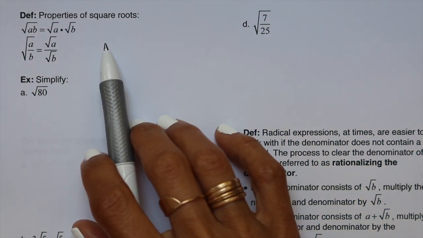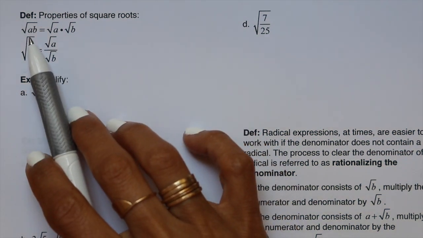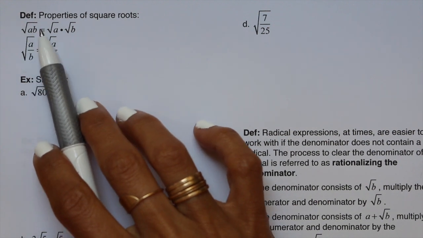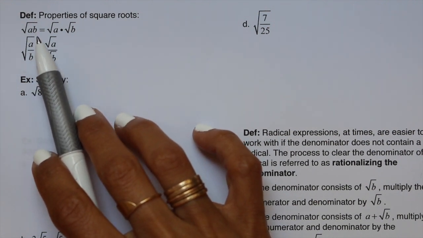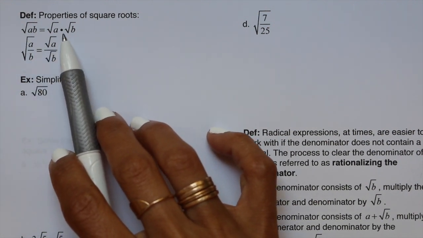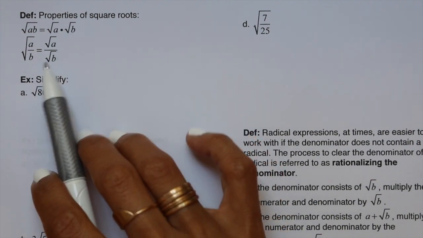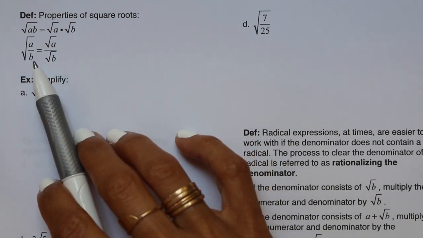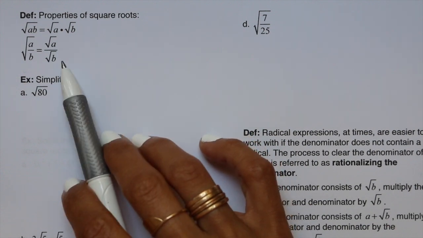So right here I have listed properties of square roots. We have the square root of a times b. So if you have a product underneath a radical, you can split this up as the square root of a times the square root of b. Similarly, if you have a square root of a fraction, you can split it up as square root of a over square root of b.